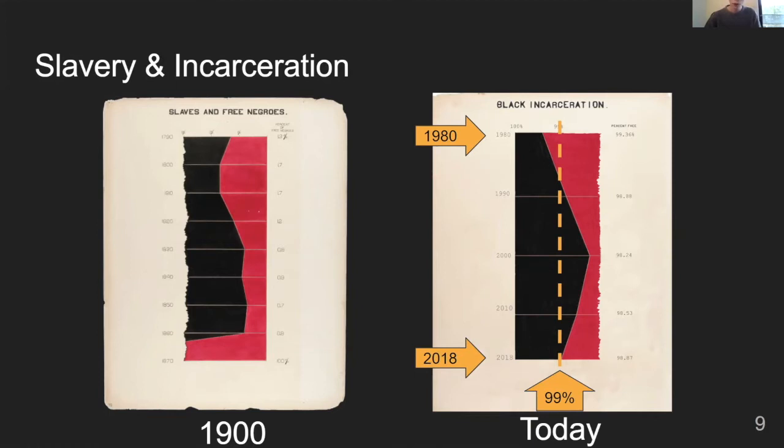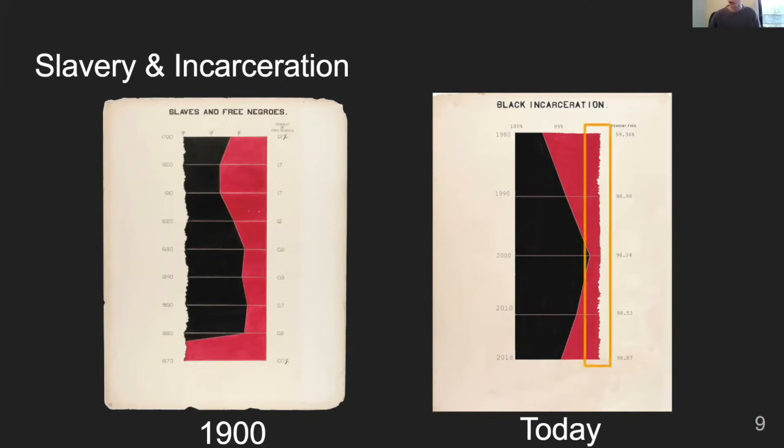Then from 2000 to 2018, we see a much more gradual, lower rate of decarceration, which leaves us today with a rate of Black incarceration that is still double the rate it was in the 1980s after years of steady reform. Part of what we see in this narrative, and we tore the page on the right side for this visualization, is that there's still so much work to be done.